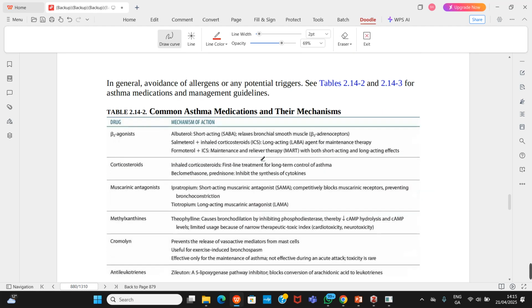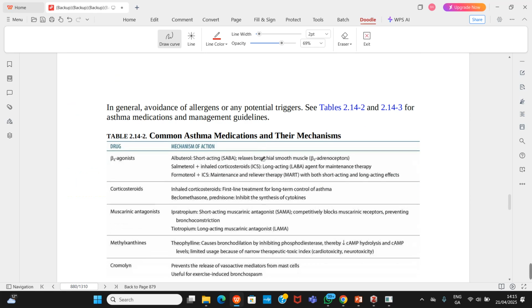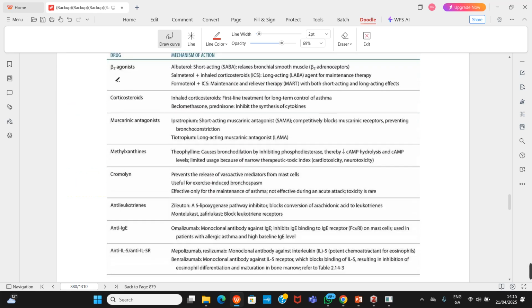So somebody comes in with asthma. What are the potential medications we can give them? We want to give them beta-2 agonists. That's like the first line drug. There's a lot of them. We have the short-acting one, the SABA, short-acting beta-2 agonist, that relaxes the bronchial smooth muscle. We call that albuterol. We have the long-acting one, which is salmeterol, but the best is formoterol.